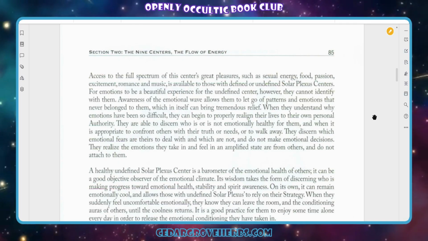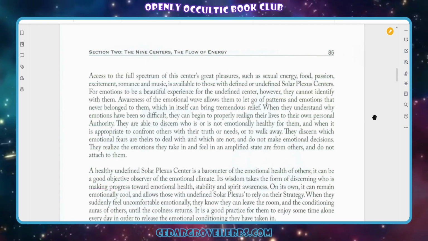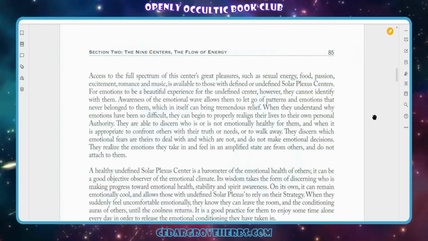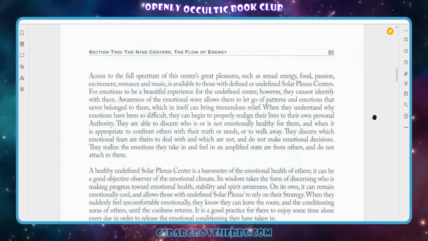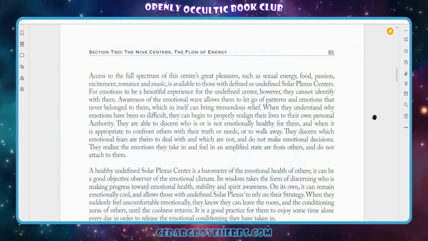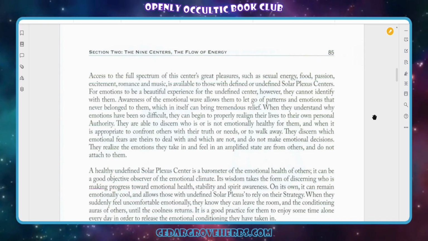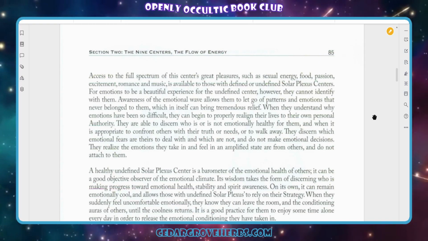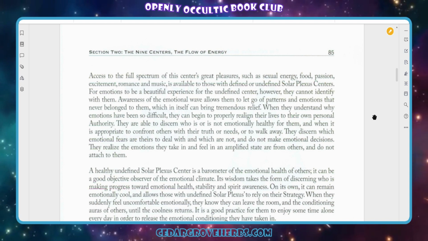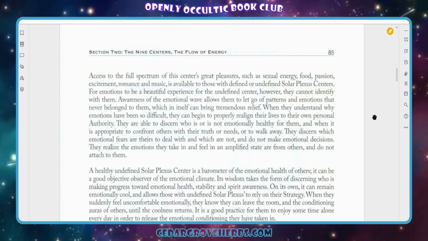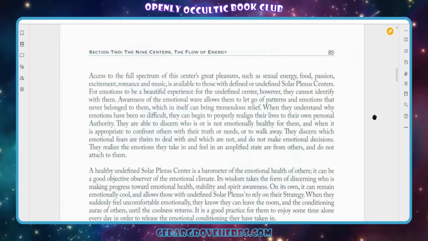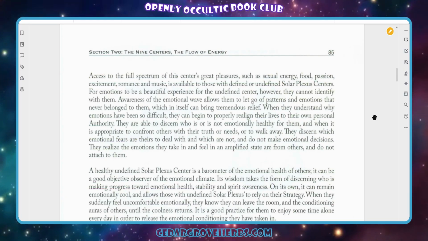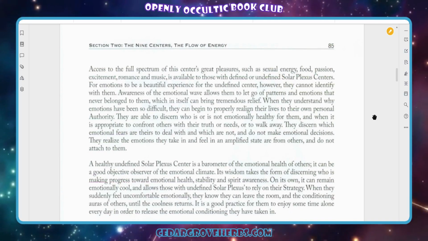When they understand why emotions have been so difficult, they can begin to properly realign their lives to their own personal authority. They're able to discern who is or is not emotionally healthy for them and when it is appropriate to confront others with their truth or needs or to walk away. They discern which emotional fears are theirs to deal with and which are not, and do not make emotional decisions.